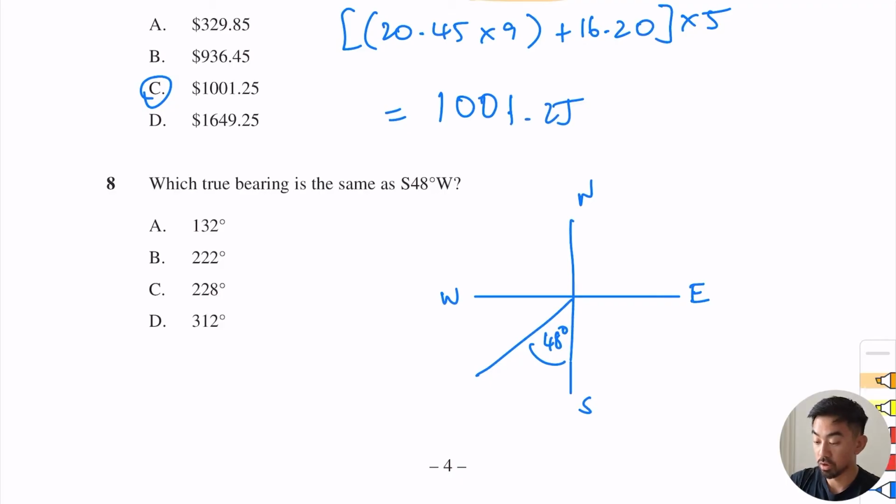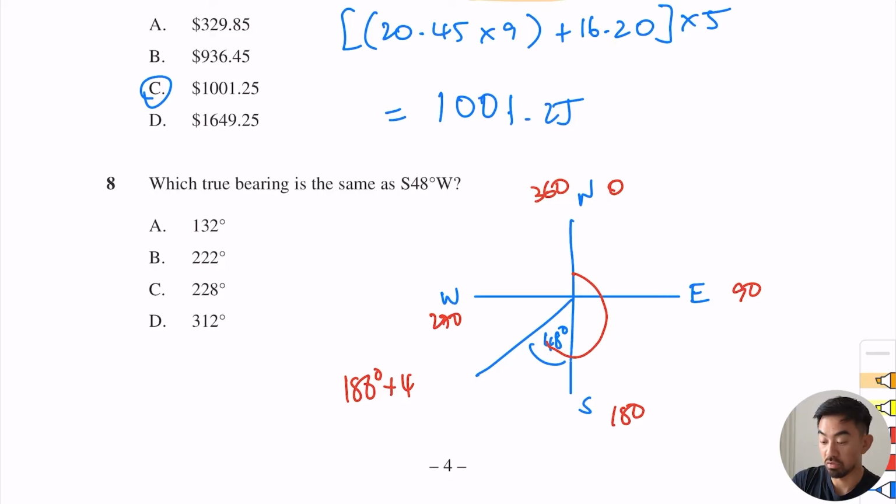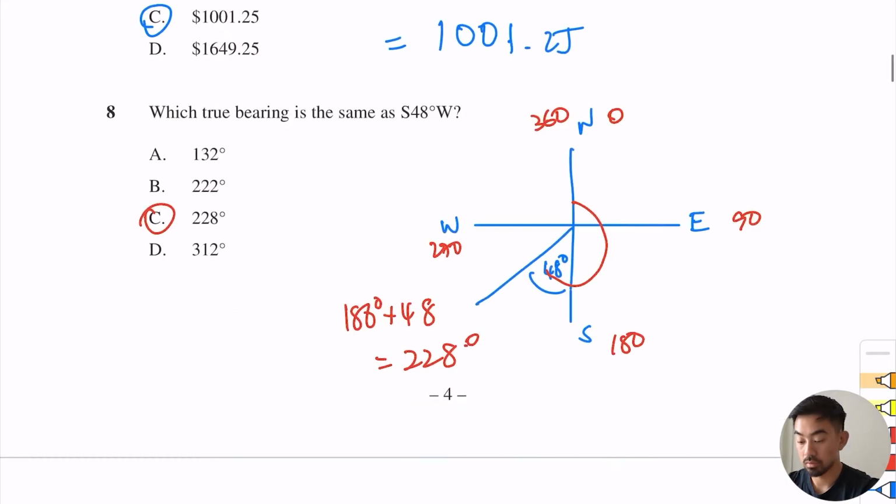Now they want the bearing, so if I put my numbers in here, that should be 90, 180, 270, 360. You can clearly see it's going to be 180 plus 48. That's 228. Cool.